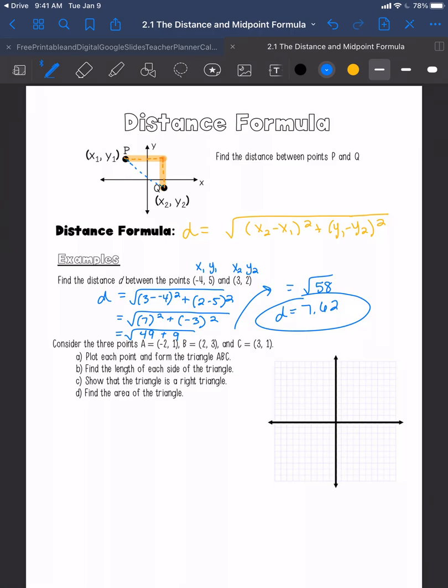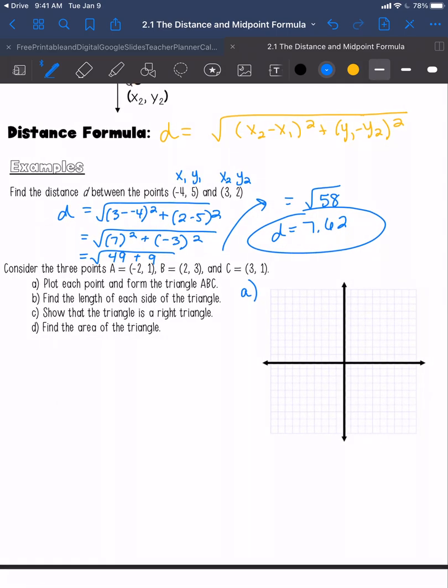Next example here, consider the 3 points A, B, and C that are listed there. Part A says plot each point and form the triangle ABC. So if we plot -2, 1, 2, 3, that's A. There's B, and C is 3, 1. We'll connect those to make the triangle. All right, so that's all part A.